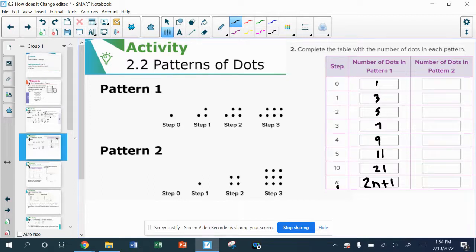When we look at pattern 2, step 0 had 0. Step 1 was 1, and then 4, 9. We talked about 16. Here would be 25. The 10th one in this pattern would be a 10 by 10 square, so that would be 100. And then for whatever term I want, I would just take whatever step I'm on and square it.